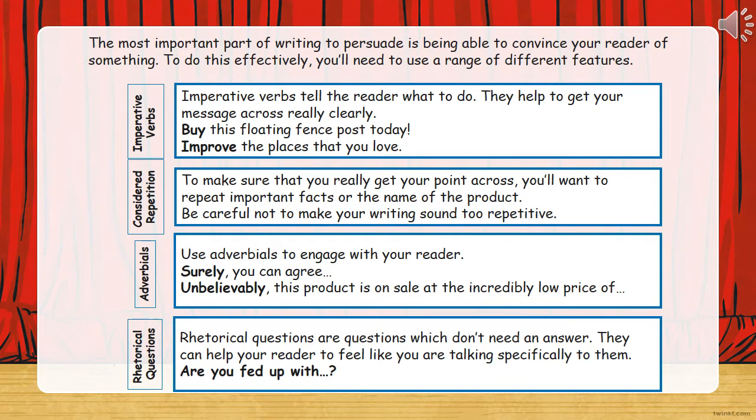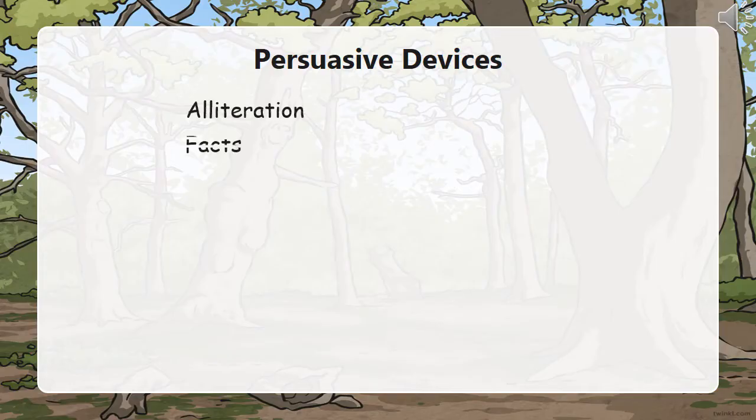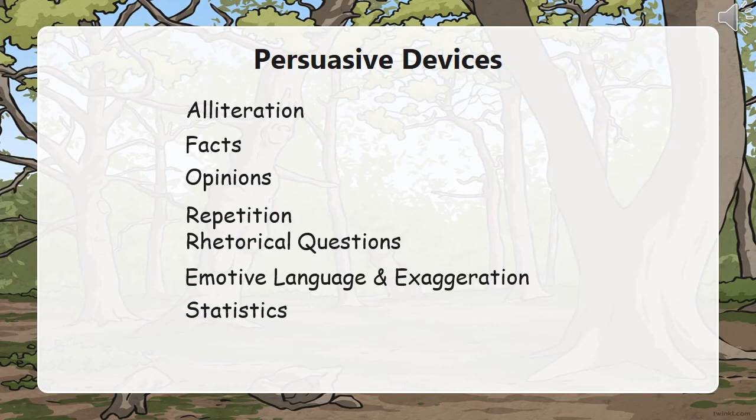You could also use rhetorical questions. Rhetorical questions are questions which don't need an answer. They can help your reader to feel like you are talking specifically to them. Are you fed up with something? Here are some other persuasive devices you may use. Alliteration, facts and opinions, repetition, rhetorical questions, emotive language and exaggerations, and statistics.